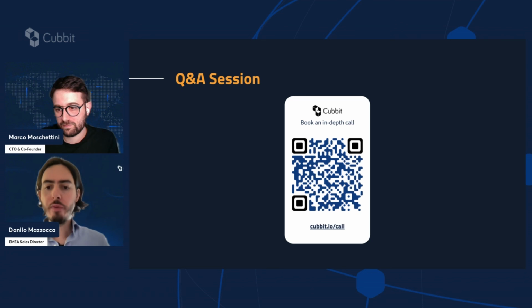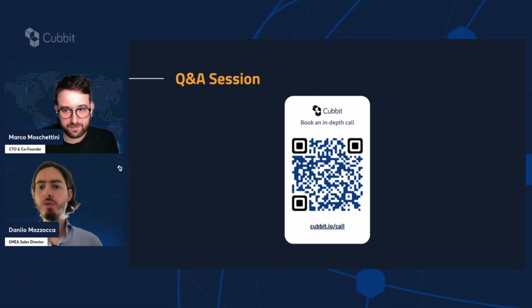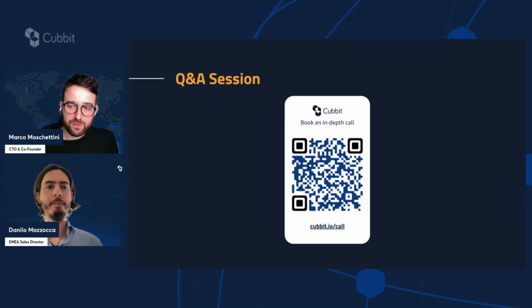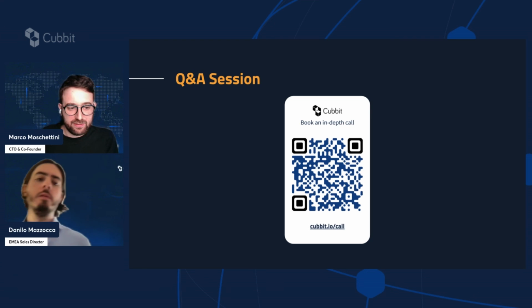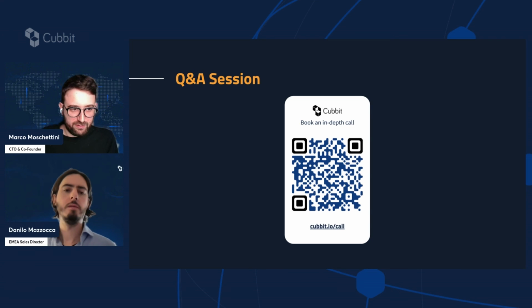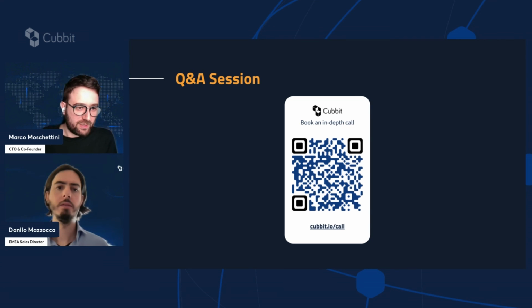So I will start with the first question. What is the minimum number of nodes for a swarm? The minimum number of nodes for a swarm at the moment is 3. So you need to create at least 3 nodes to have a swarm. That is because the redundancy mechanism that is behind the scenes needs at least this number of nodes to work in a positive way.